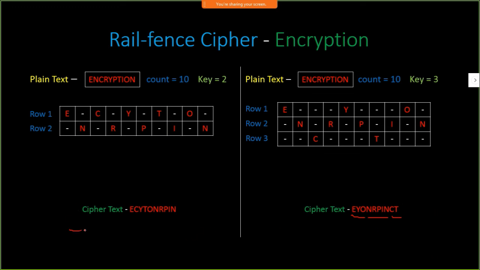Look, the two ciphertexts are different. They are different only because we use a different key. Here, this key is 2, this key is 3. That's why the total ciphertext has changed. If we use 5, then the ciphertext will change again.